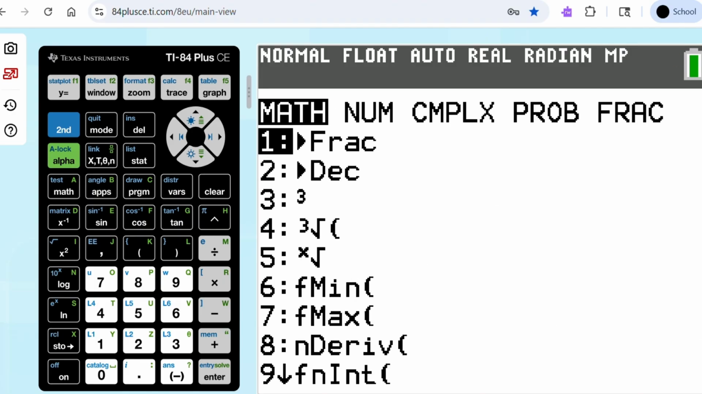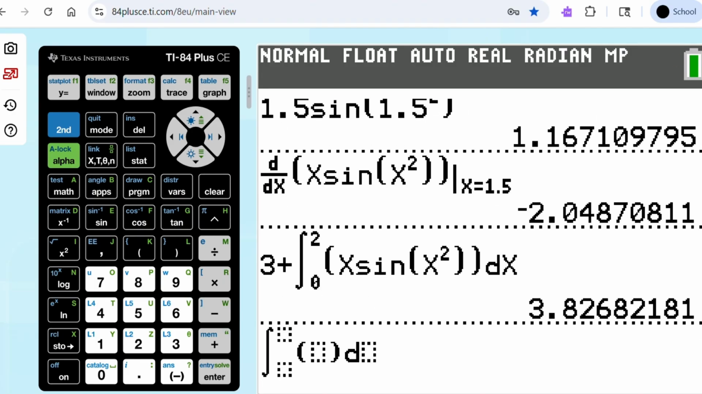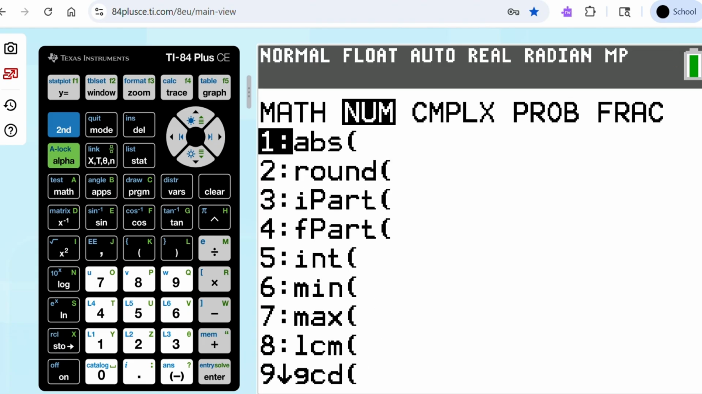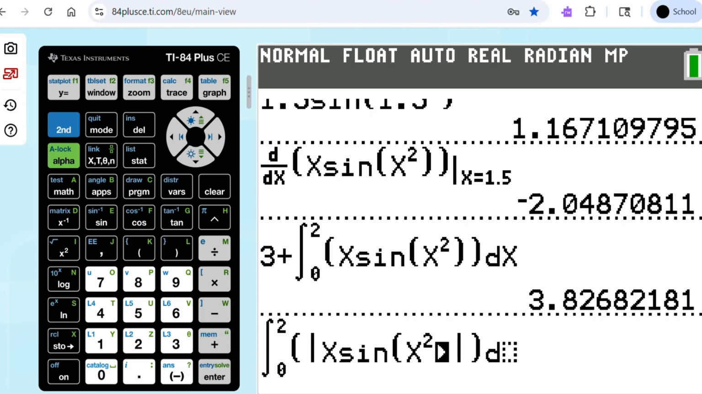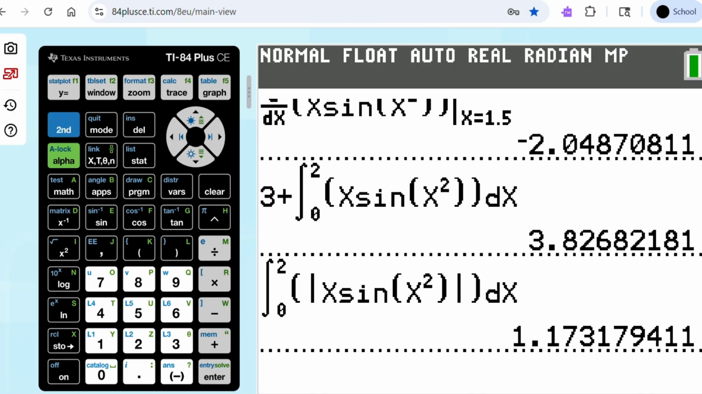You're going to hit math, option number 9. And I didn't scroll down that time, but you can just hit the 9. We're going to integrate from 0 to 2. To get absolute value, we hit math. We go over to the second column, option number 1. We'll put in our function again, x times the sine of x squared. We'll say dx at the end, and we'll get our final answer of 1.173.